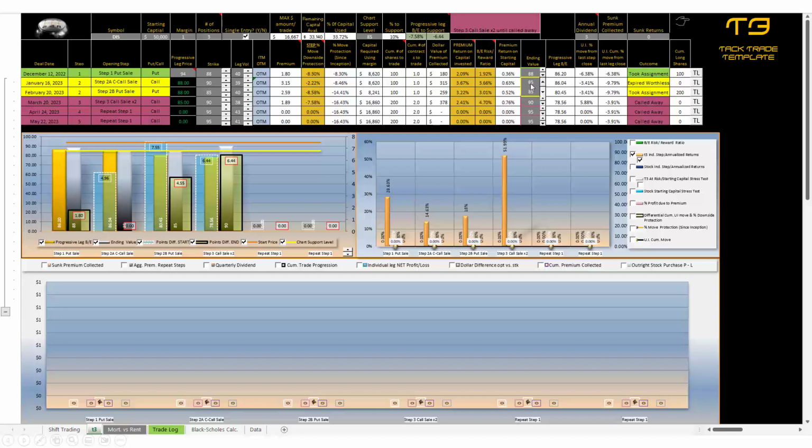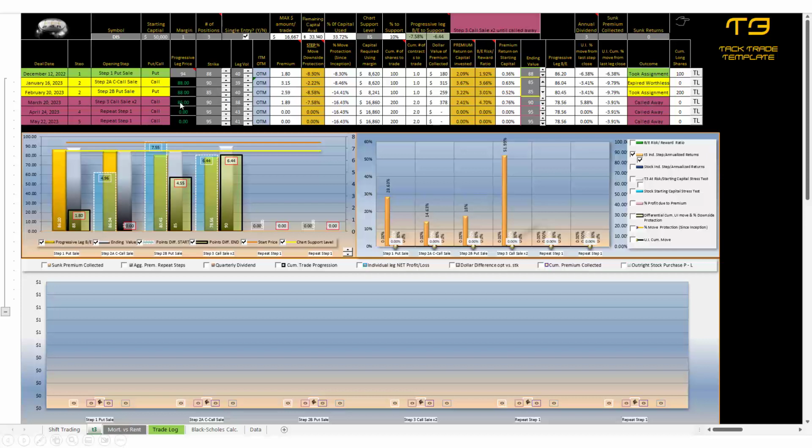We made the assumption that the stock finished at $85 a share. The calls expired worthless, and yet we took assignment on the put strike. We are now long 200 shares of Disney. So we've dollar cost averaged in. We took an assignment at 88 and at 85, and we've collected all these premiums along the way.